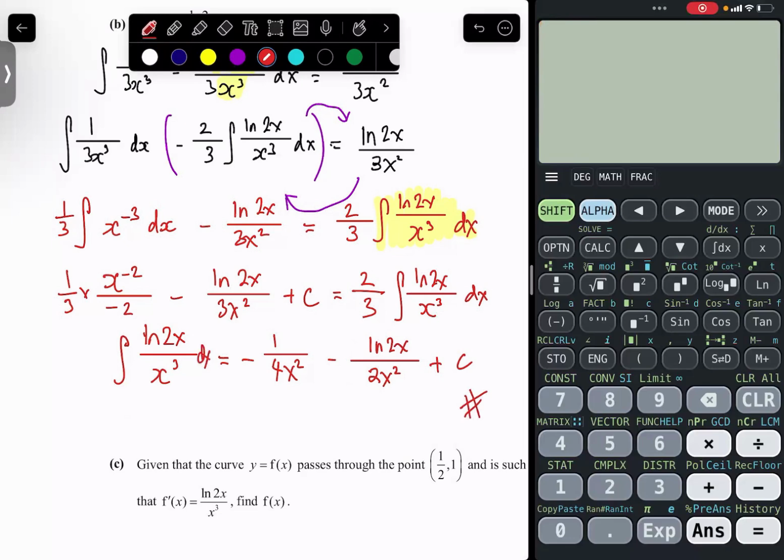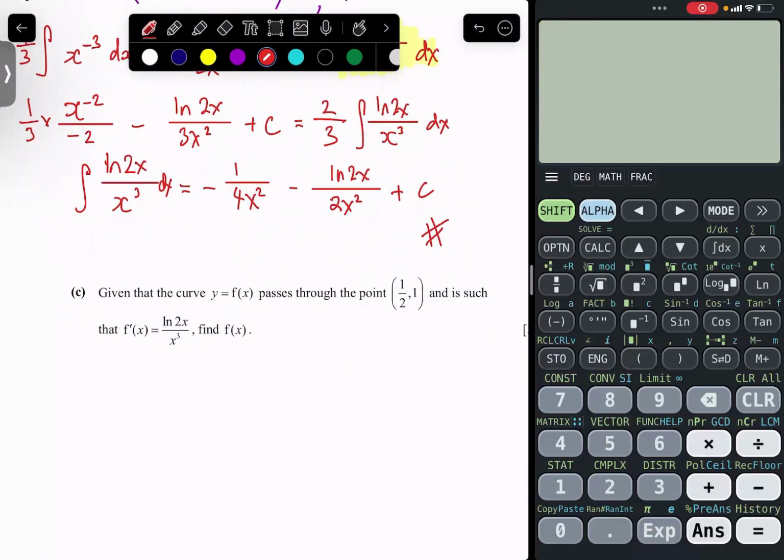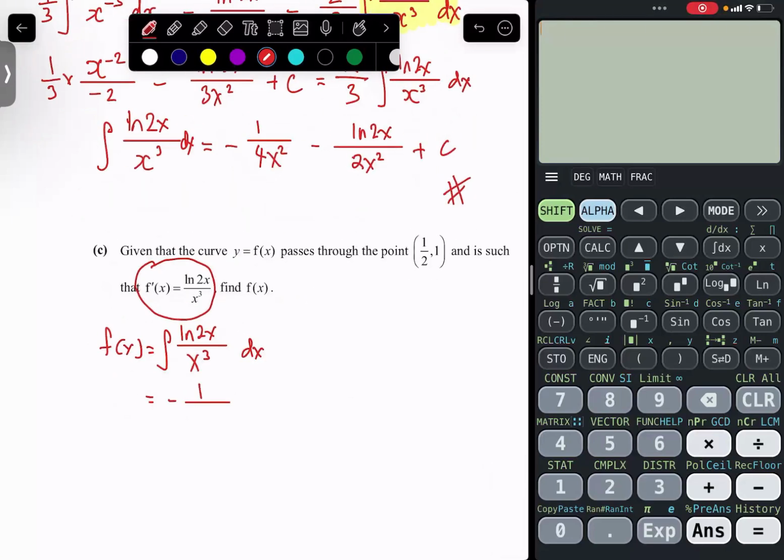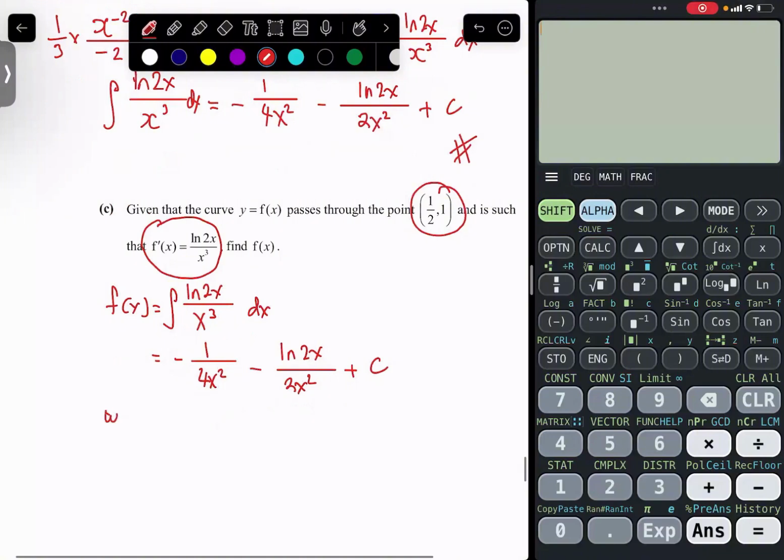Now part C. Given that the curve passes through the point (half, 1) and is such that f prime x equals ln 2x over x cubed, find f(x). So f prime x is equal to this. The integral of ln 2x over x cubed is going to give me f(x), which equals negative 1 over 4x squared, from the above, minus ln 2x over 2x squared, plus c. Now, they say it passes through (half, 1), which means when x equals half, f(x) equals 1.